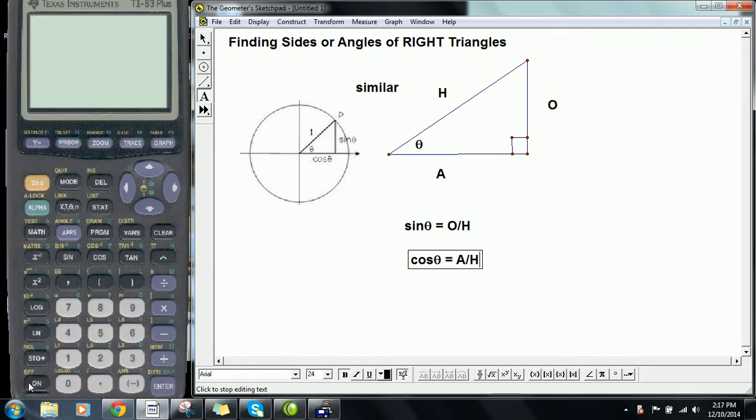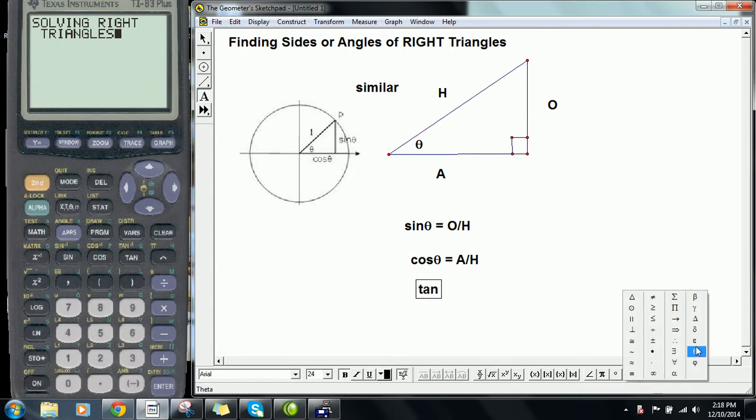And in a similar fashion, the tangent of theta, remember, tangent is sine over cosine, so therefore it's opposite over adjacent, right? So the tangent of theta is equal to the ratio of the opposite to adjacent side, right?